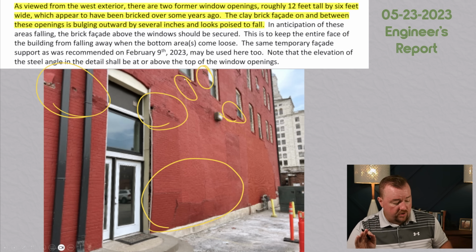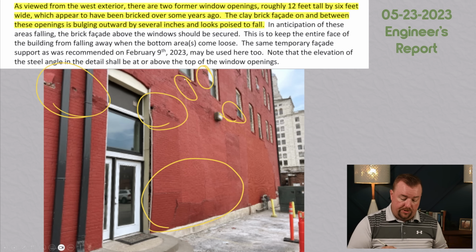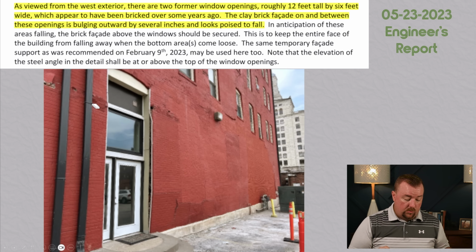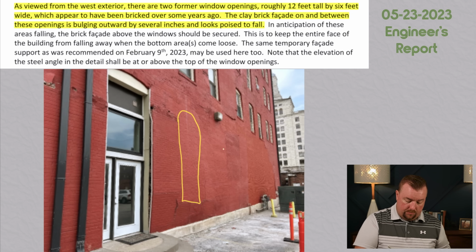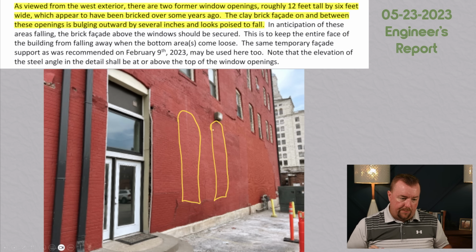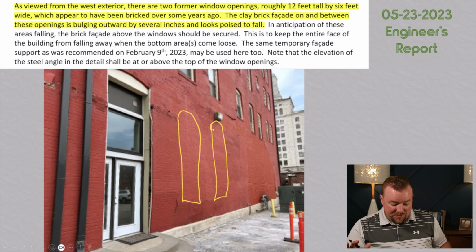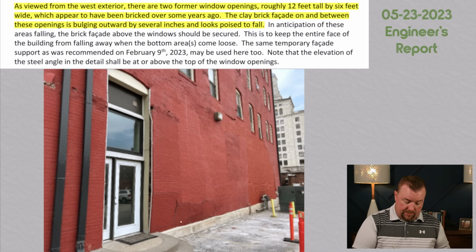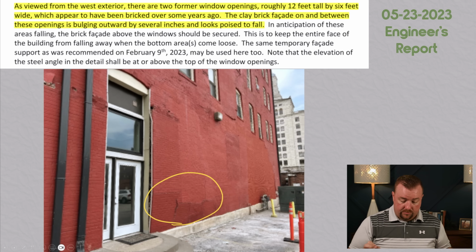And in the engineer's report on 5/23, he says, as viewed from the west exterior, there are 2 former window openings, roughly 12 feet tall by 6 feet wide, which appear to have been bricked over some years ago. So he's talking about this opening here and he's talking about that opening there. I know where they're at because I've spent a lot of time with this, so I'm just showing you where they're at. The clay brick facade on and between these openings is bulging outward by several inches and looks poised to fall. So he's talking about all this stuff here, right?